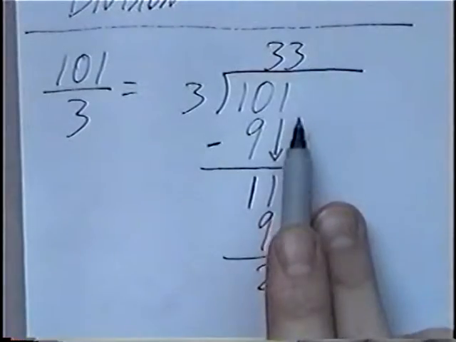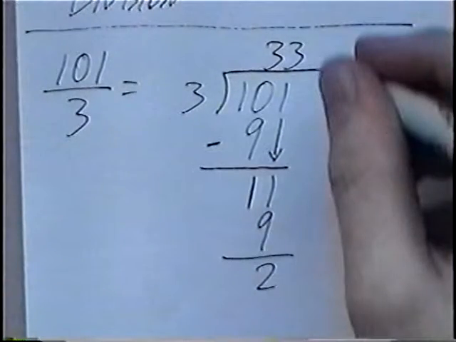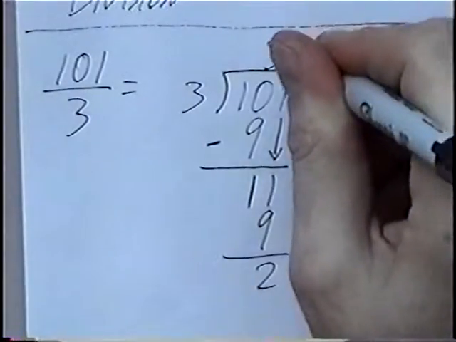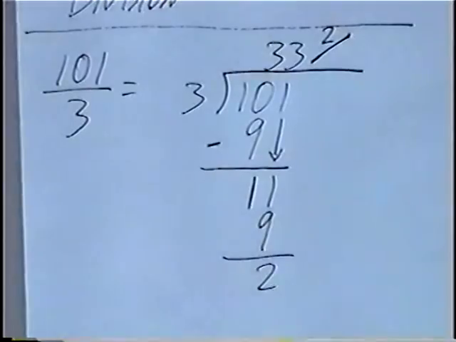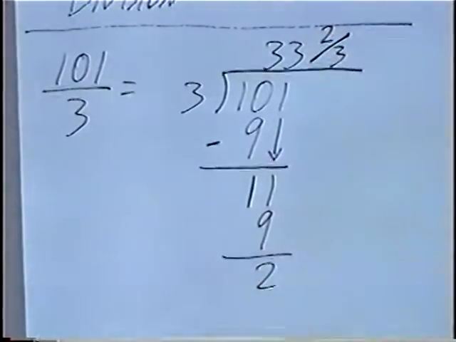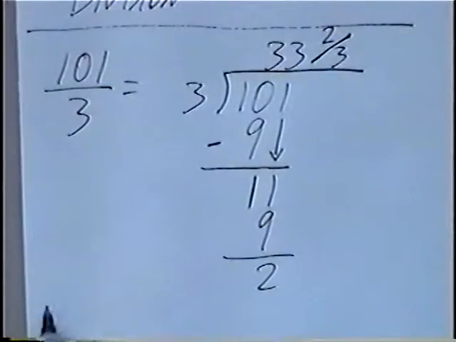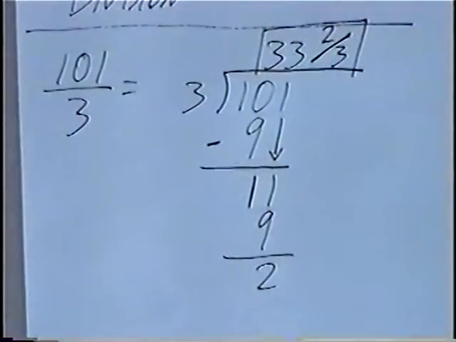Instead of putting zeros up here and dropping down more numbers, we can use this 2 to write a fraction. If you remember the fraction remainder, the remainder number left over is your numerator, and the number we're dividing by, 3, would be the denominator. So 101 divided by 3, our answer would be 33 and 2/3.